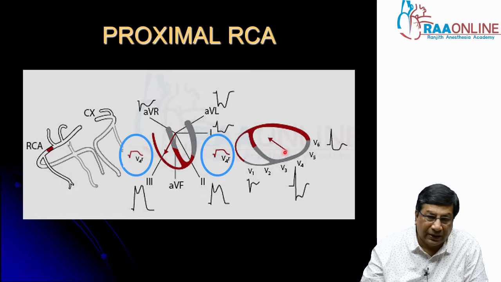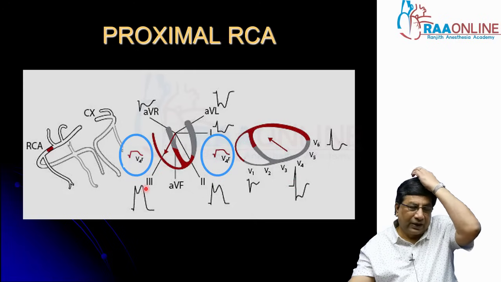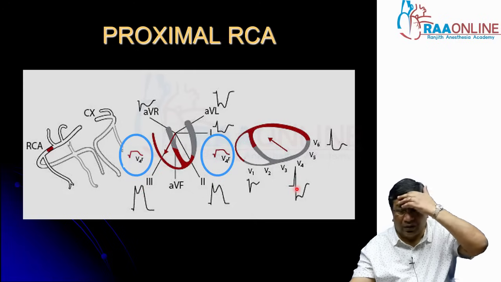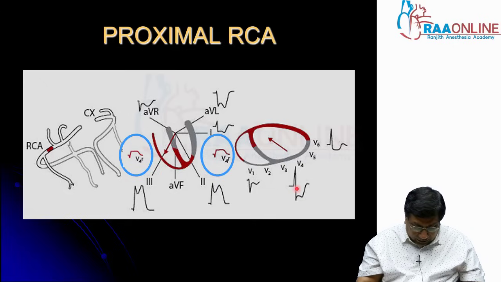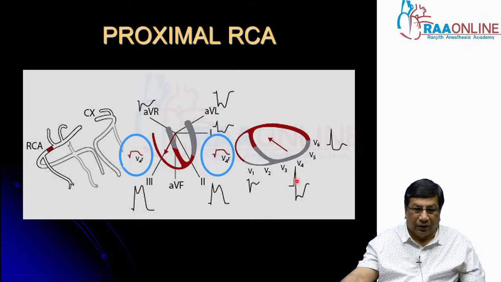Then, of course, if the posterior wall is involved, because the ST vector is going to go towards the posterior wall, your V1, V2, V3 will show anterior ST segment depression. So in all acute inferior wall infarctions, you must look at the anterior wall as well. Anterior ST segment depression will tell you of an associated posterior wall infarction.